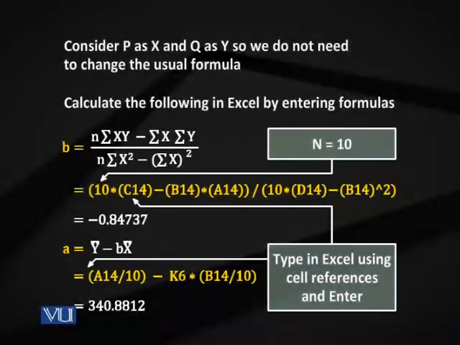We can compute A by the formula y bar minus b x bar. As you see, A14 by 10. This is basically summation y over n. 10 is the value of the number of observations, or n, minus K6, which is the value of B. Basically, in the above formula for B, we computed the value of B, which is minus 0.84737, in the cell K6. So we refer to that cell which already contains the value of B and use this value to compute the value of the intercept, or what we call A, which is 340.88. So this is how you can replicate the manual procedure to compute the values of basically the regression coefficients.